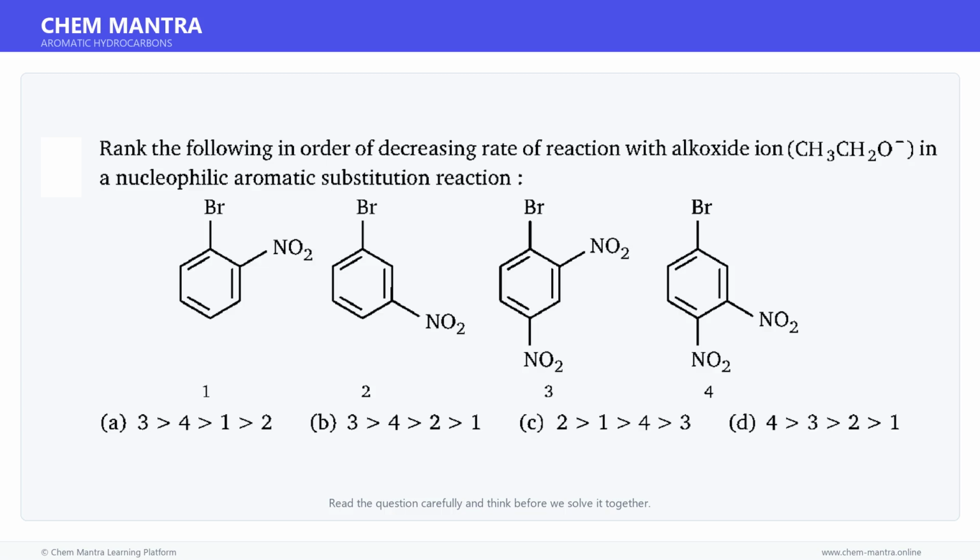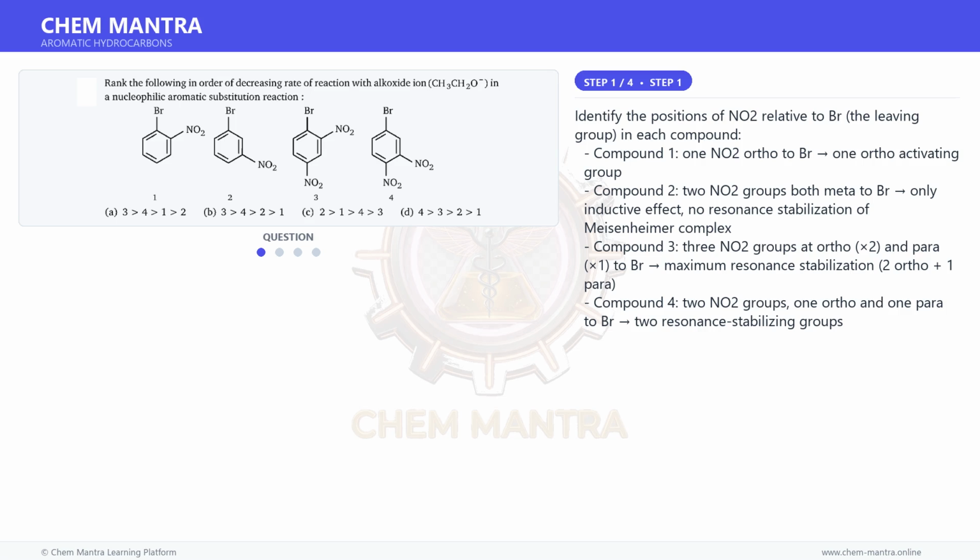Here is a question. Read it carefully and think about the answer. Let us solve it step by step. Let us begin solving this step by step. Identify the positions of the NO2 groups relative to Br, the leaving group, in each compound.